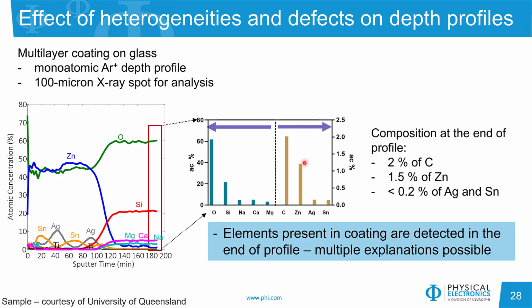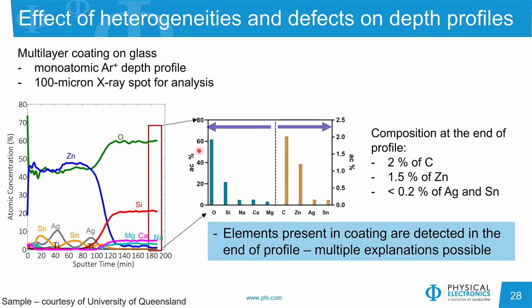So we are following really nicely our layers. Then at the end of the profile, we analyze the composition, and this is what we have. We're supposed to have just glass. So the elements in green are supposed to be in glass, but these elements are not supposed to. They have carbon, zinc, silver, tin. These were present in layers. So there are multiple explanations for this observation.